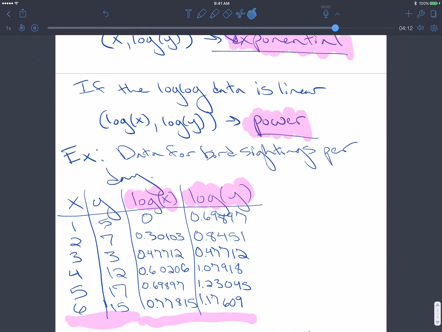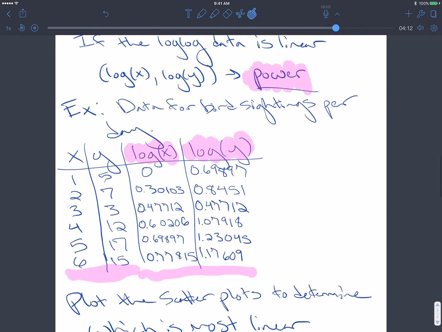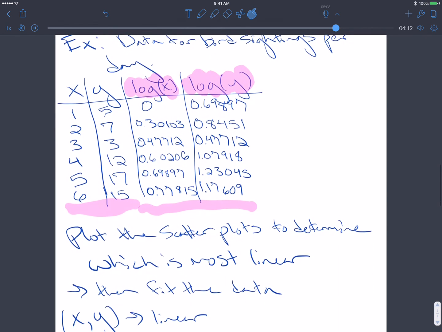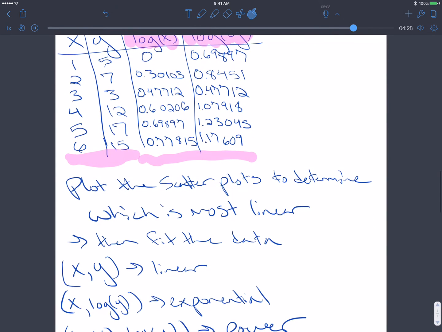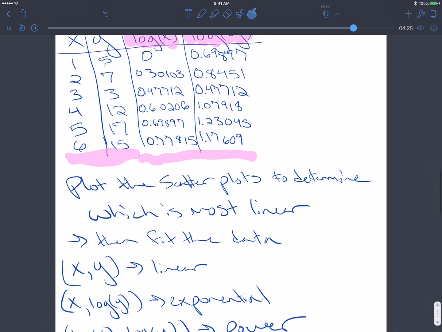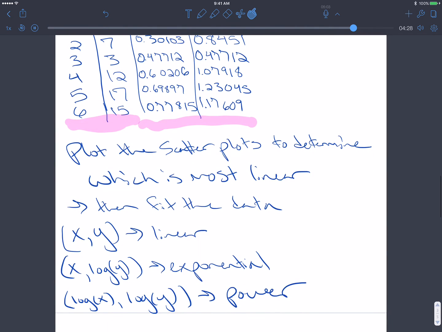And then you can plot the scatter plots of the data, x y, x log y, and log x log y, to see which one of those is most linear. That's the one that you want to use to fit the data. So if x y looks linear, it's linear. If x log y looks linear, it's exponential. If log x log y looks linear, it's a power function, just like I said earlier.